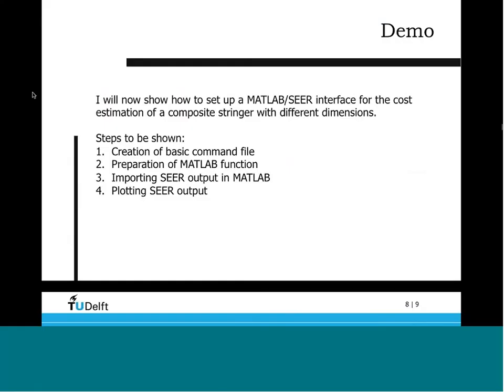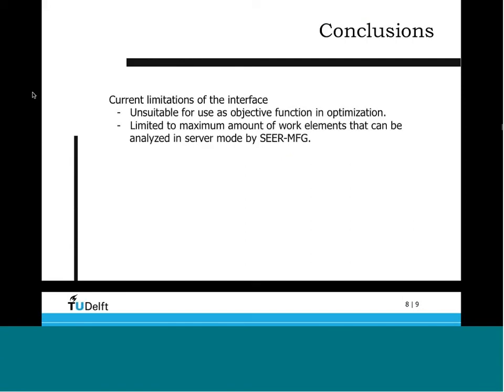Let's see. In conclusion, there are some limitations to the current interface of SEER and MATLAB. It's not very suitable at the moment to be used as an objective function optimization. So what I've done in my thesis, I have optimized the weight of the structure and the modularity of the structure, but the cost estimations were done after the structure was already optimized. And so this interface now is very suitable to do a lot of cost estimations automatically.